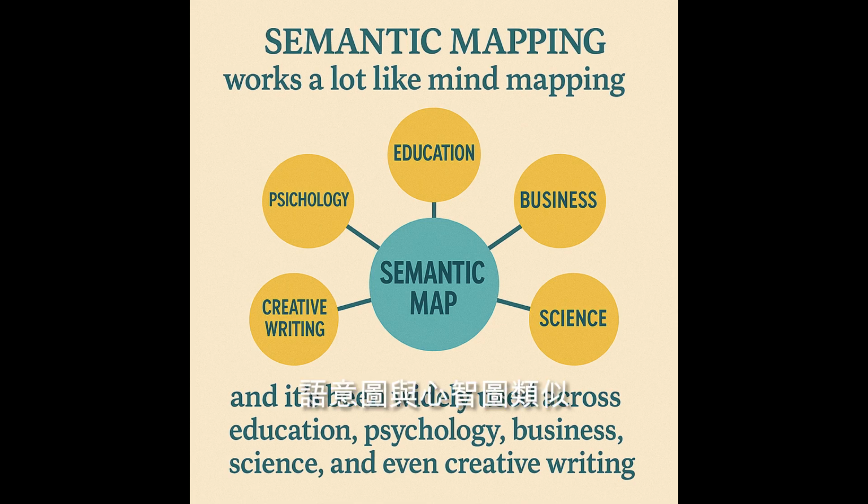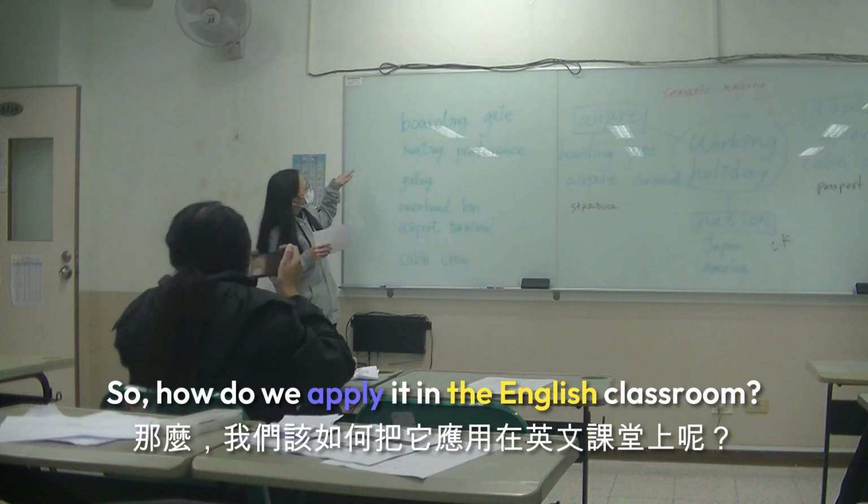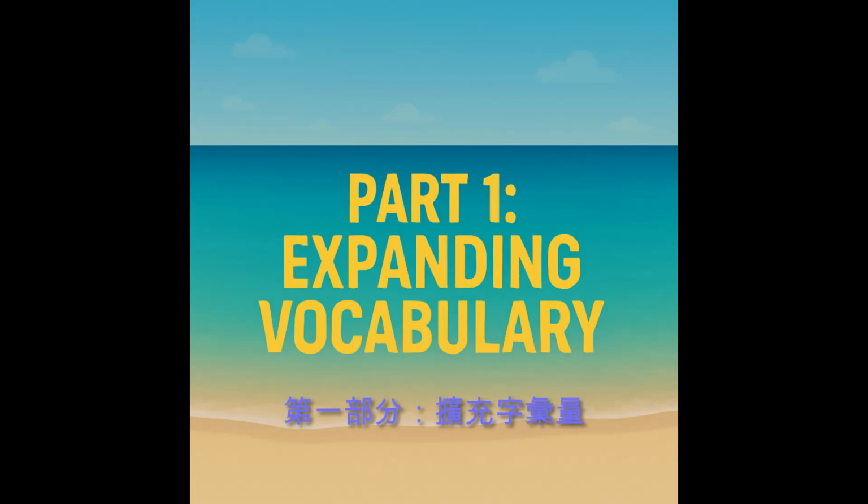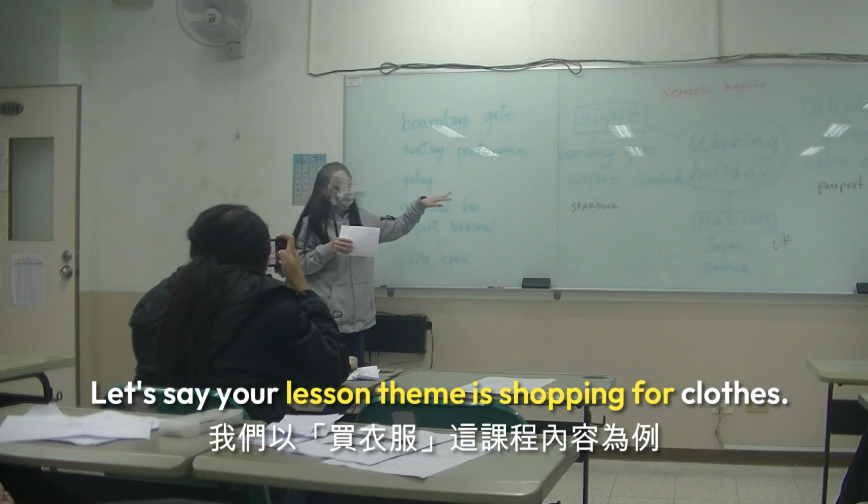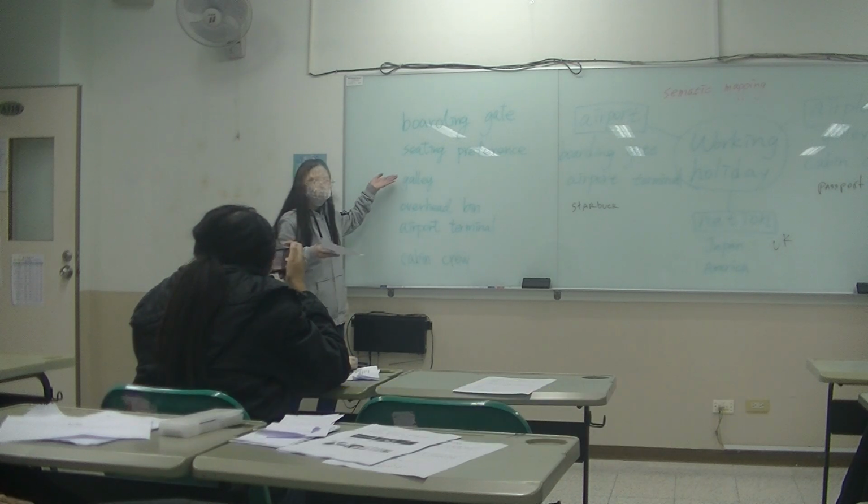Semantic mapping works a lot like mind mapping, and it's been widely used across education, psychology, business, science, and even creative writing. So, how do we apply it in the English classroom? Part 1. Expanding vocabulary. Let's say your lesson theme is shopping for clothes.